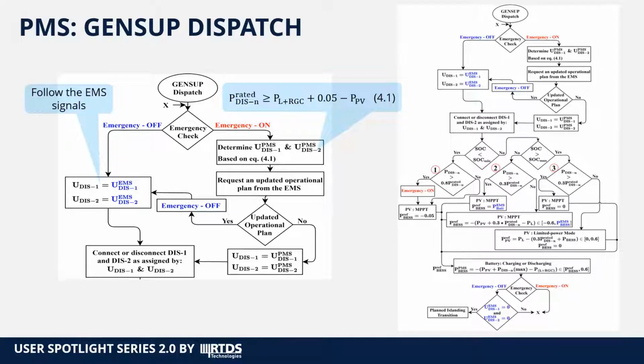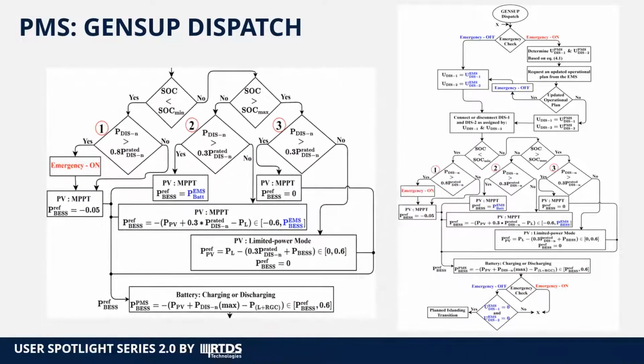Then the power management system will request an updated operation plan from the energy management level. If the power management system receives an updated operational plan, this will be marked as an emergency off situation and the energy management level signals are followed again. As long as there is no updated operational plan from the energy management level, the power management system is mainly responsible for enabling the diesel units.